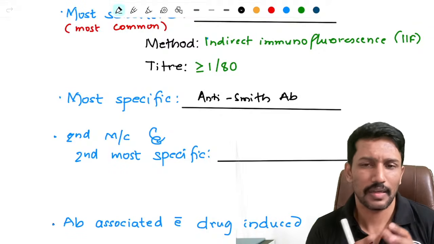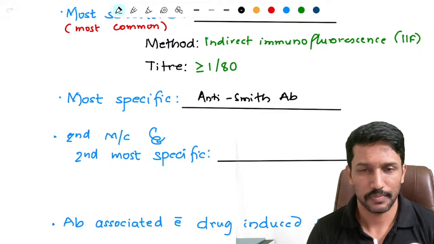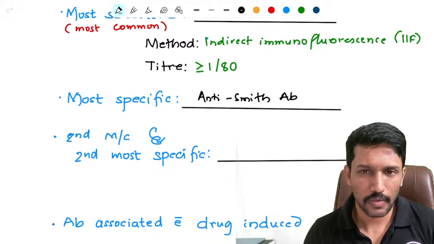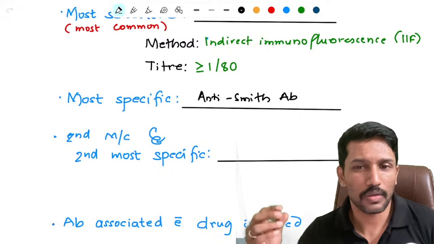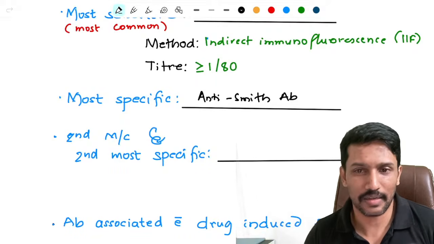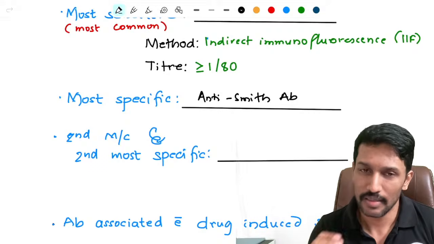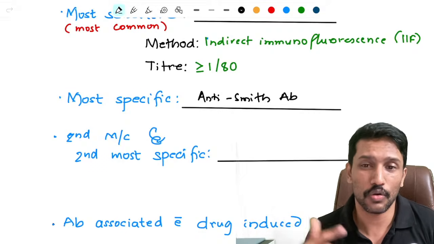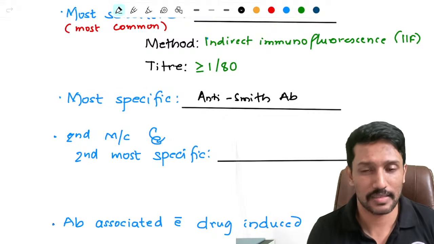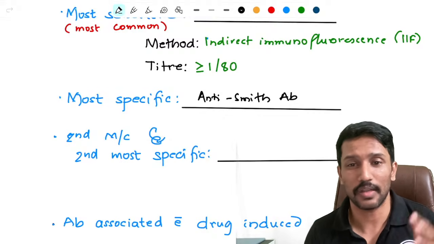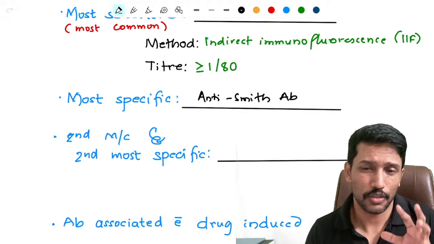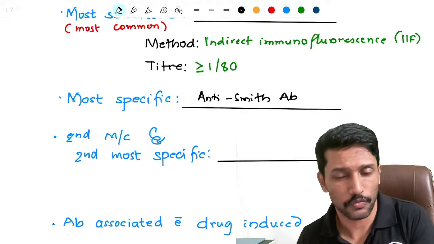But it is lacking sensitivity. A negative anti-Smith antibody does not rule out SLE. A positive ANA does not indicate that it is SLE. Similarly, a negative anti-Smith does not rule it out. If it is positive, you know that this person has SLE, but negativity does not rule it out because it's not highly sensitive. So what is the best investigation that I should be doing whenever I'm having a case of SLE?